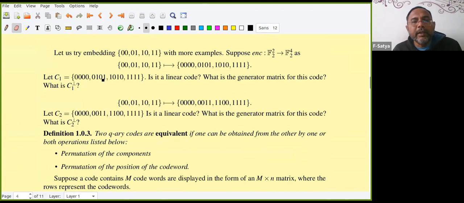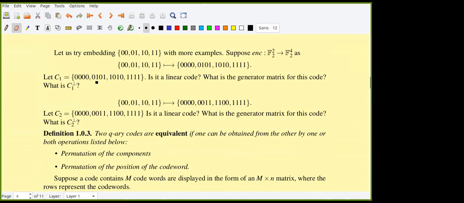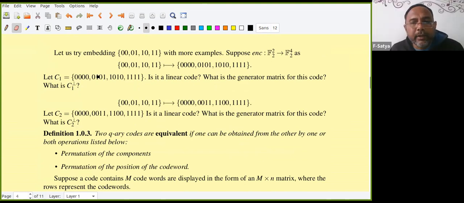Embed like this, is it a linear code? Question number 1. Yes, it is a linear code. Easy to check, because if I add these two, I'm getting this. What is the generator matrix for this code? What is the check matrix? So I asked these questions.